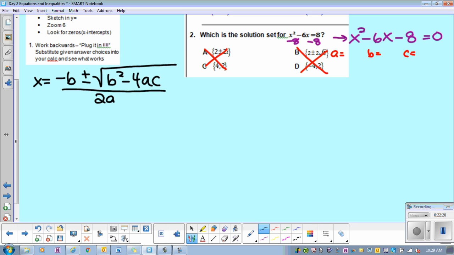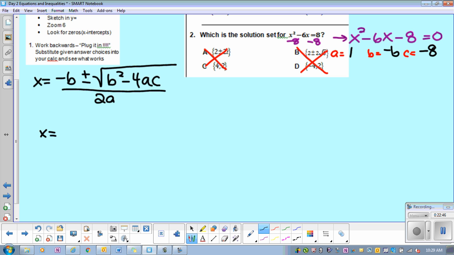All right. So what is a here? Just the number in front of x squared. 1. What is your b number? -6. And what's your c number? -8. Thank you. So now let's plug it into our formula.